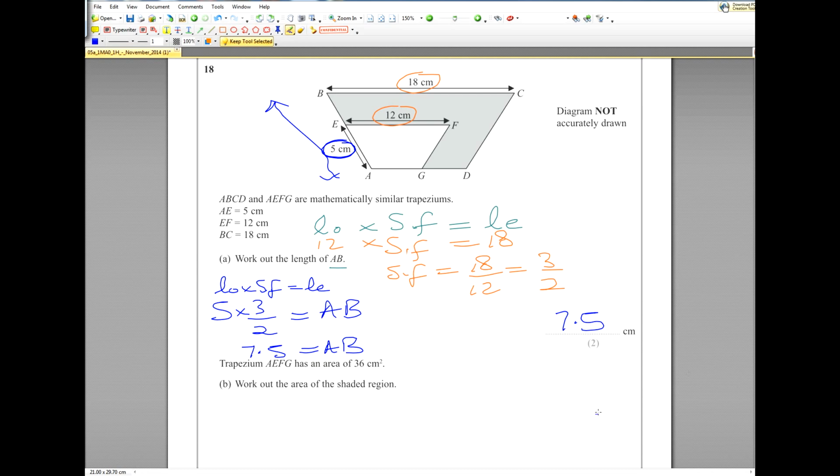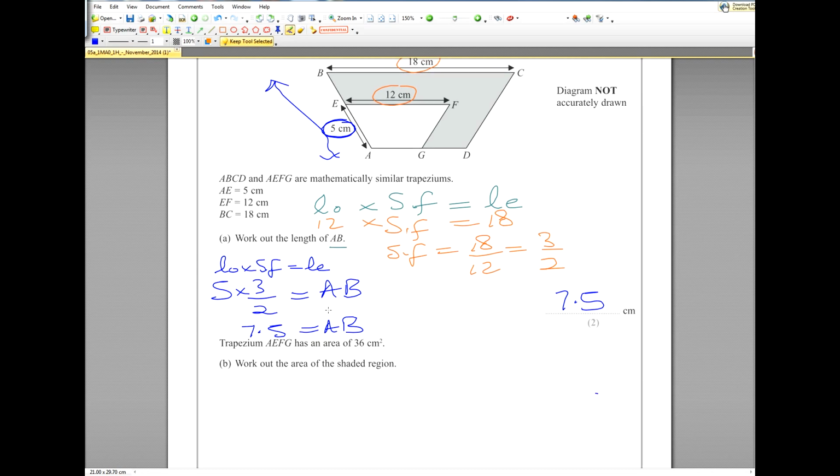A blue one, please. Okay, trapezium AEFG has an area of 36. AEFG is the small one, is that right? Small one. Now we have another rule for area. What is that rule? We say area of the original multiplied by the scale factor squared gives us area of the enlarged. So AEFG is the small one, which is the original shape. So that one is 36, times the scale factor squared. What was the scale factor? 3/2. That gives us the area of the enlarged one.